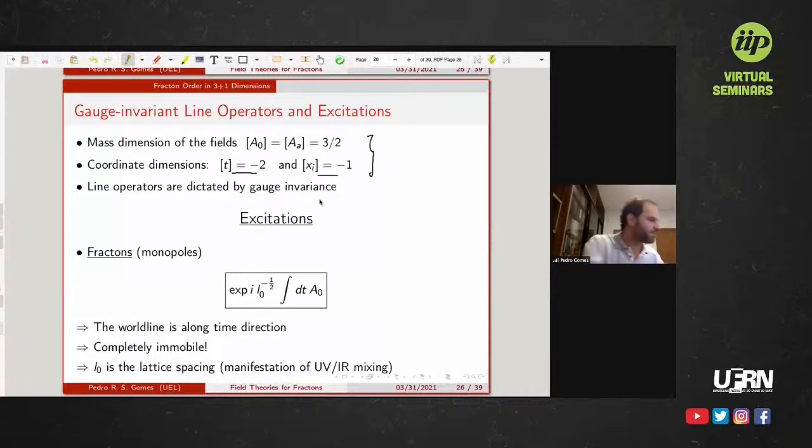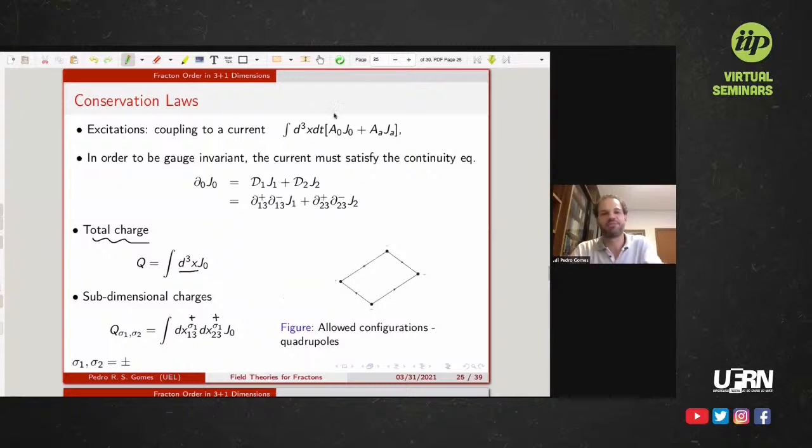Yes, I'm a bit confused because you said the system is 3 plus 1 dimensional, but then the effective action is 2 plus 1 dimensional. No, the effective action is 3 plus 1 dimensional. The point is this. It's not Chern-Simons. It's Chern-Simons-like.